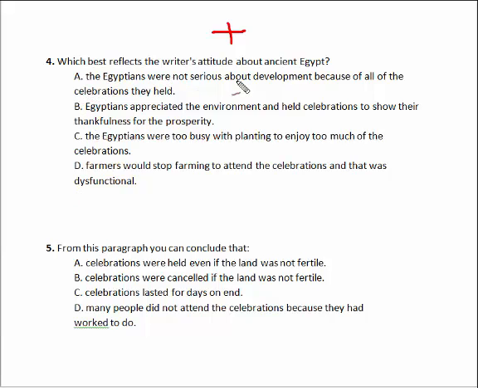The Egyptians were not serious about development because of all the celebrations they held. Not serious about development. That feels very negative. It sounds like they're a bunch of partiers, and therefore that's negative. We can cross that out. The reason that they're celebrating or having festivals is to honor Mother Nature. B, Egyptians appreciate the environment and held celebrations to show their thankfulness for prosperity. I like that. Let's put a dot by it.